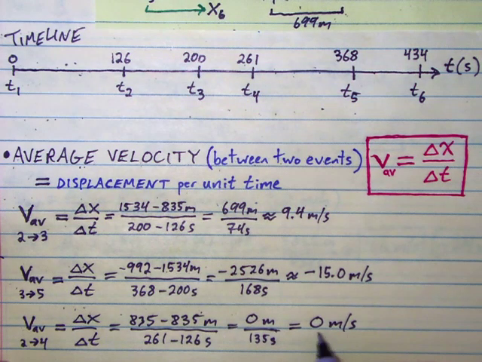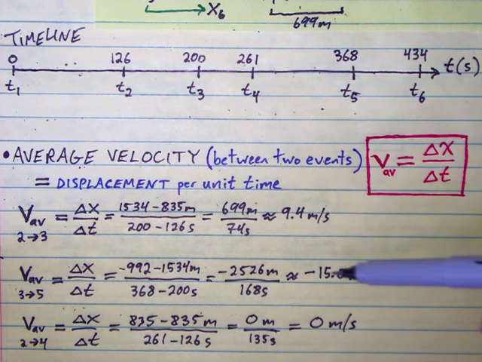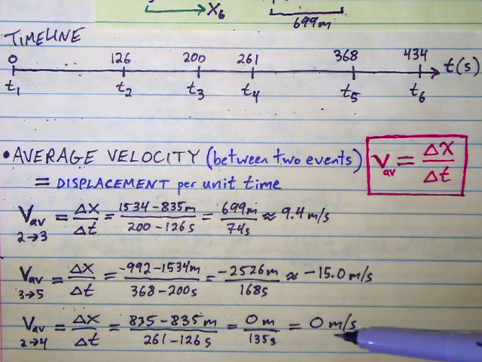He was moving between those two events, but because he ended up where he started, his total change in position was 0, therefore his average velocity is 0. So velocity can be a positive, negative, or 0 valued quantity. If you end up where you started, your velocity is 0.